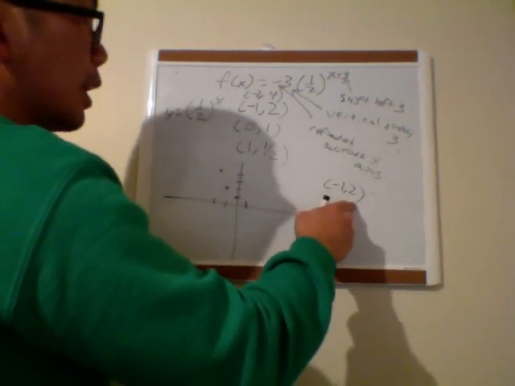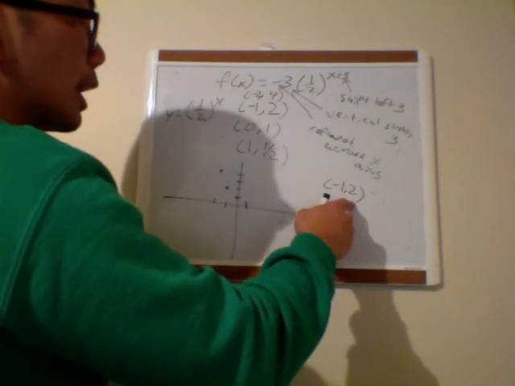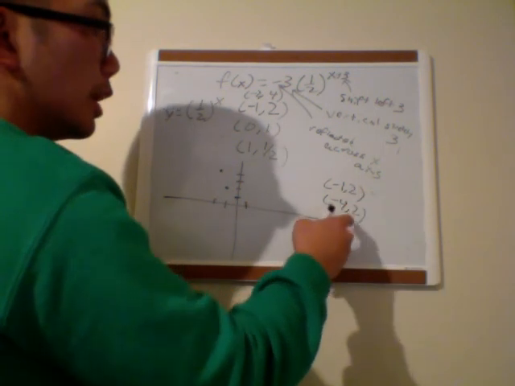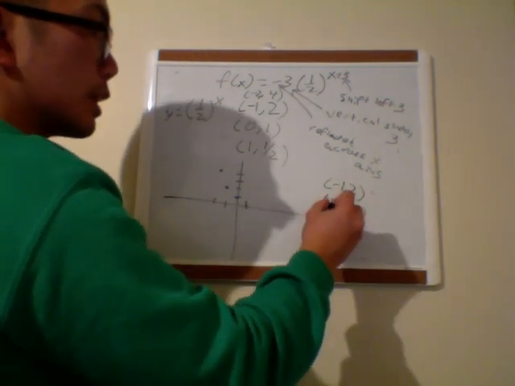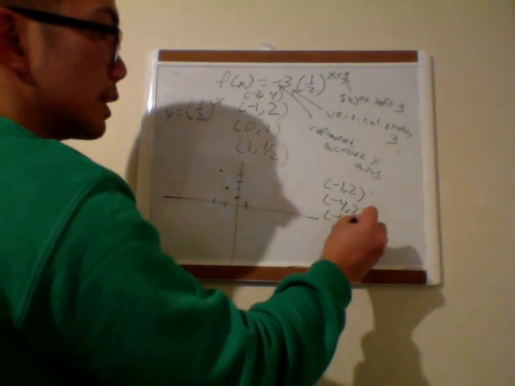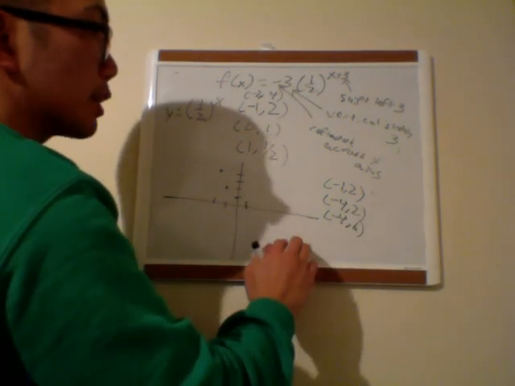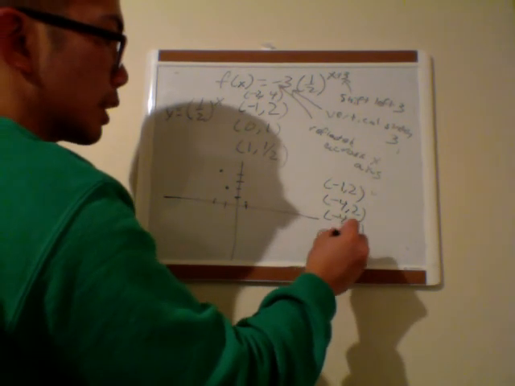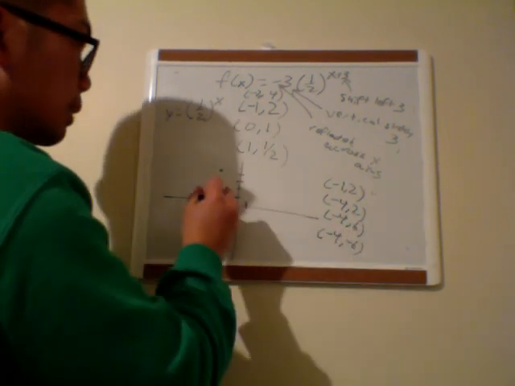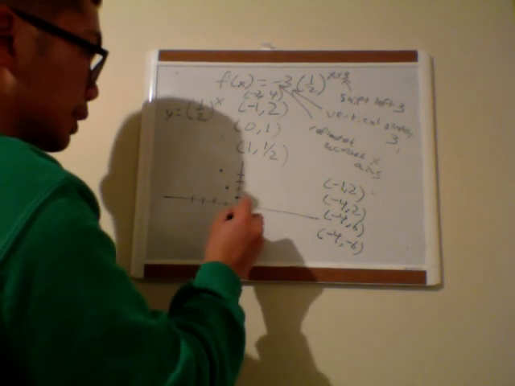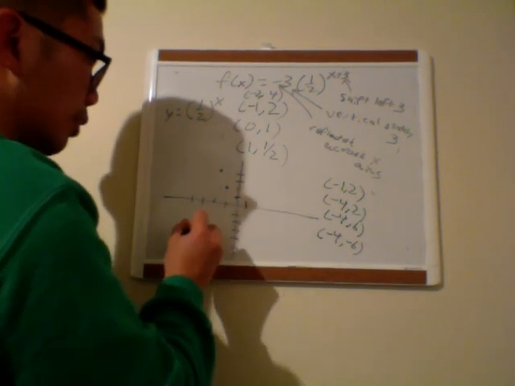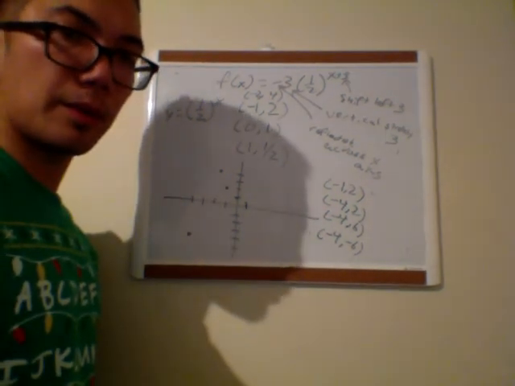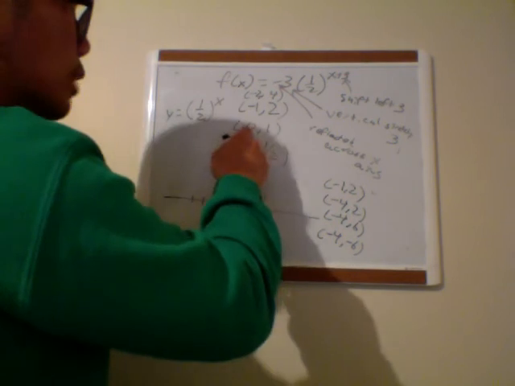Okay? If I'm going to shift this to the left 3, I know it's going to be (-4, 2). If it's a vertical stretch of 3, this is going to become (-4, 6). And if I reflect across the x-axis, I'm going to make my y negative. So this becomes (-4, -6). So my new point is going to be at (-4, -6). So go ahead and do that with your other points.